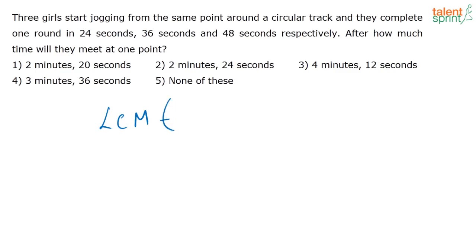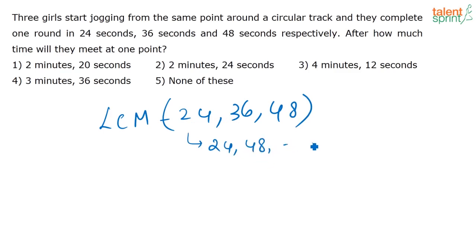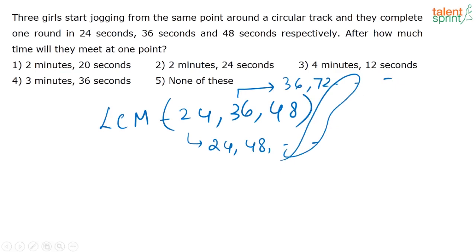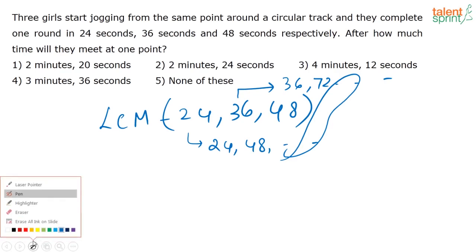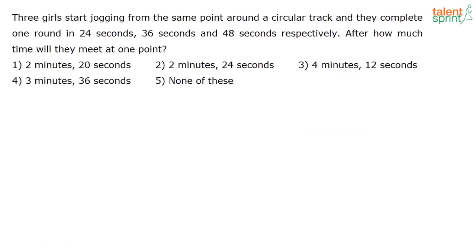So here I have to find the LCM of 24, 36 and 48. Why is that? See, this bell is ringing at every 24 seconds. So this will ring at 24 seconds, then 48 seconds and so on. This bell will ring at every 36 seconds, correct? So this will ring at the 36th second, then the 72nd second and so on. So there is some one point where all three will ring. That is what we have to find out, correct? So for that, let us find the LCM of these three numbers.